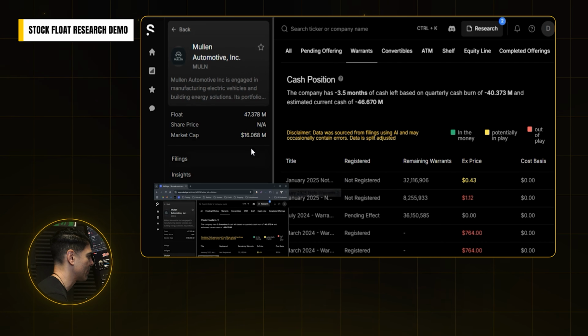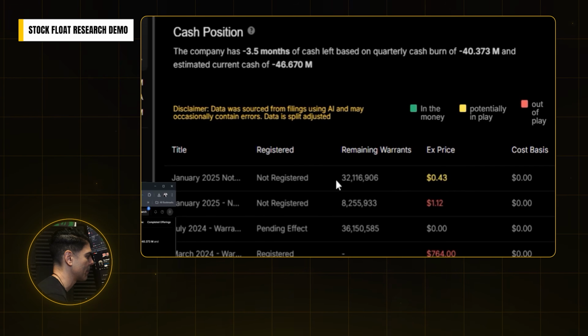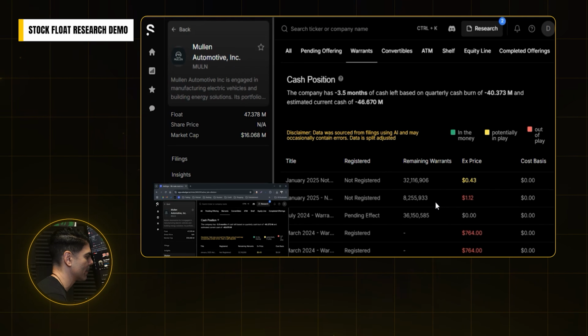So it's already a big float, 47 million. That float is gonna increase exponentially when they start to unload these. And you can see it's a very cheap price too, 43 cents. From the history of MULN, once they start unloading all this dilution, they're gonna probably have to do a reverse split in the near future after all this is unloaded.